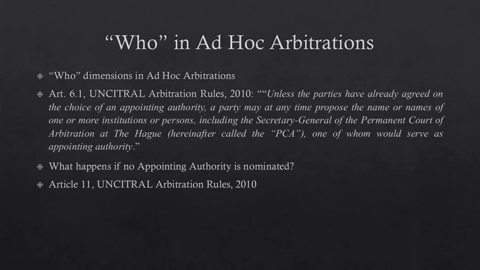It says, unless the parties have agreed on the choice of an appointing authority, a party may at any time propose the name or names of one or more institutions or persons, including the Secretary General of the Permanent Court of Arbitration at The Hague, one of whom would serve as appointing authority. In ad hoc arbitrations, it would make sense to have an appointing authority. So, what happens if you don't have one? You may refer to Article 11 of the UNCITRAL Model Law, which provides for appointment by the court at the seat of arbitration or the place of arbitration or other authority. Thus, the courts at the place of arbitration can be approached for constituting the tribunal in case the party appointed mechanism fails.